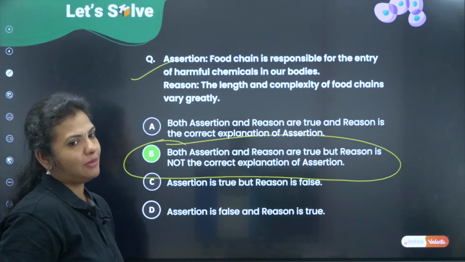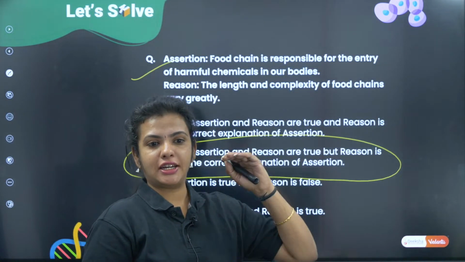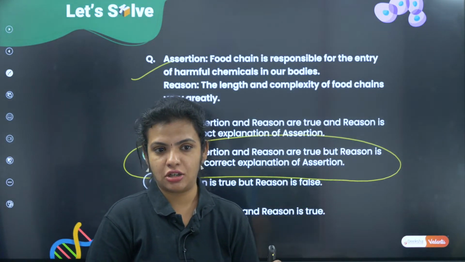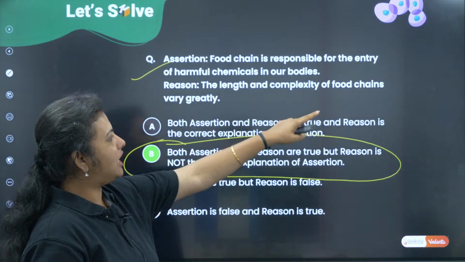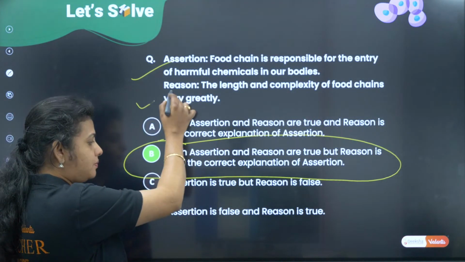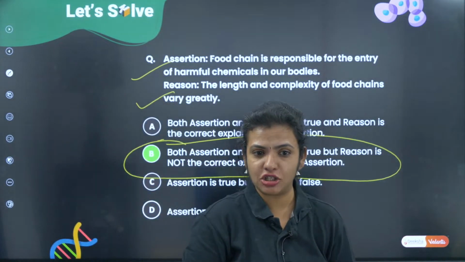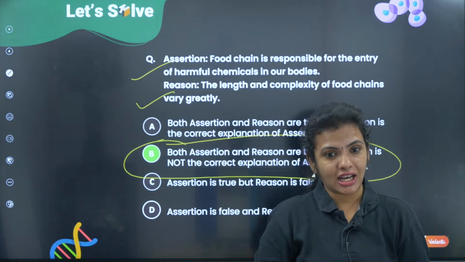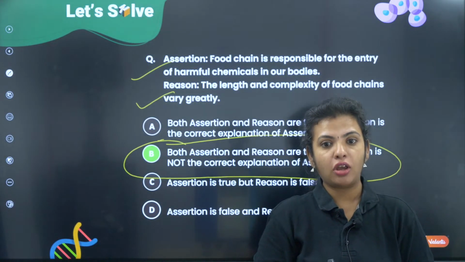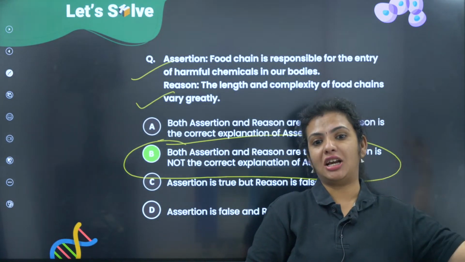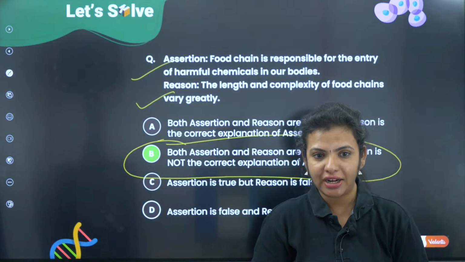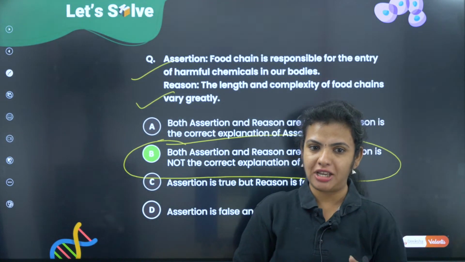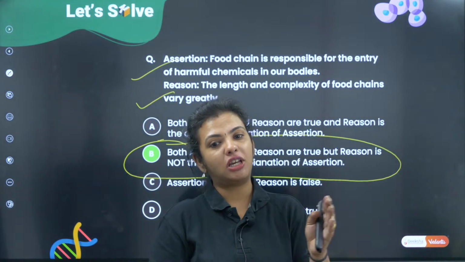The first is the concept of biomagnification. As you go higher in the trophic level, the concentration of toxic chemicals increases. Okay. The length and complexity of food chain vary greatly. That is also true. I can have a food chain with just a primary consumer where I have grass and a goat, or I can have a secondary consumer, a man who is eating the goat, or I can have a tertiary consumer where I see a lion or a tiger feeding on the man. Correct? So it depends on the ecosystem we are talking about. The length and complexity vary greatly depending on the ecosystem.